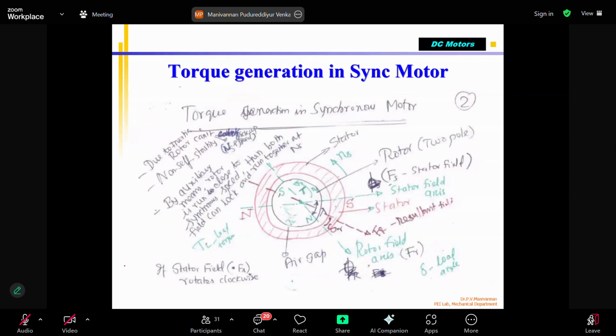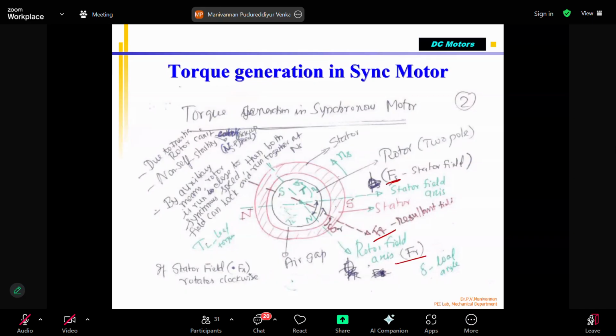Expected to draw this and explain how it works. So we know the resultant magnetic field, capital Fr, and the rotor field, small Fr. Capital Fr is the resultant, small r represents the rotor, and small Fs is the stator. Now that you know that.